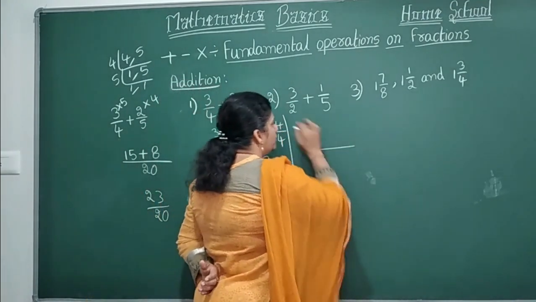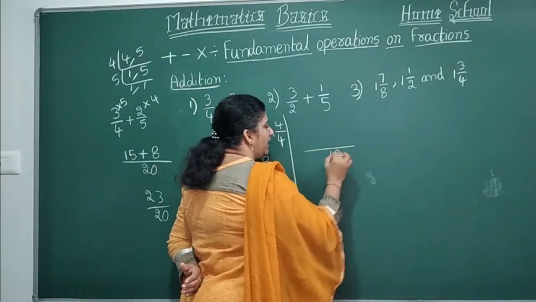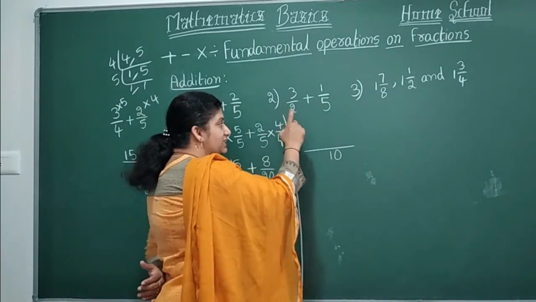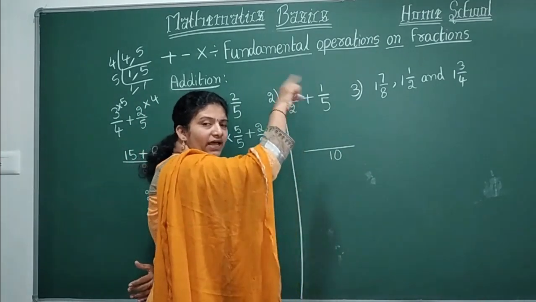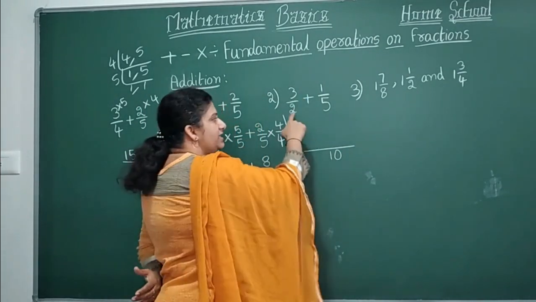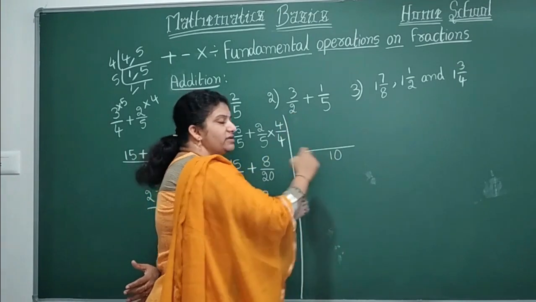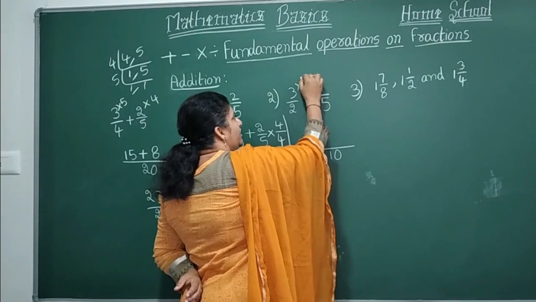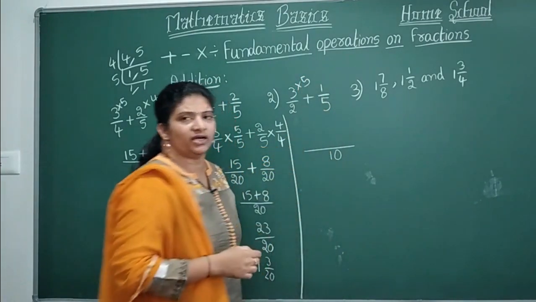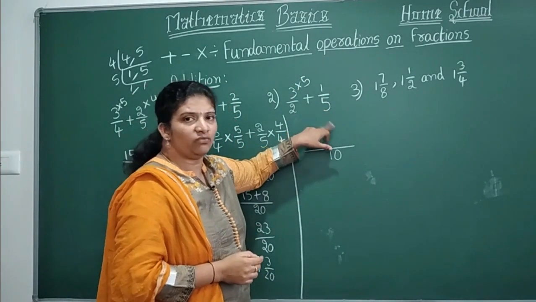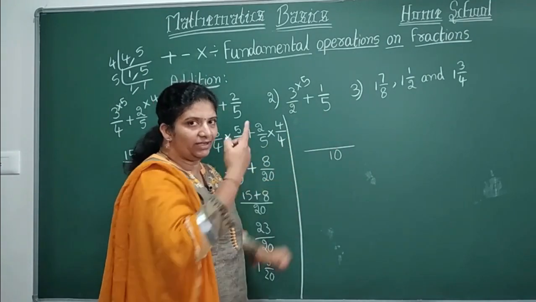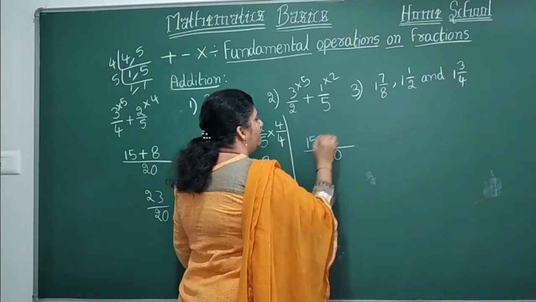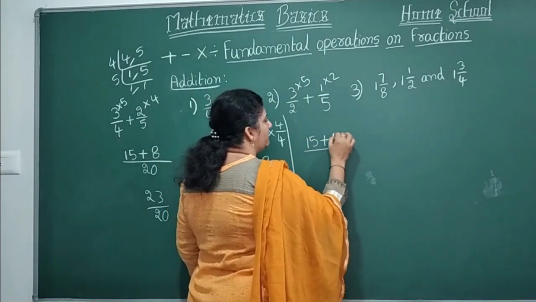Take a line. 2 fives are 10. Now in 2 table, observe carefully, seeing the denominator and multiplying to the numerator. See the denominator 2. 2 table where you get 10, 2 fives, right? That 5 multiply for the numerator. And here denominator, observe here 5. 5 table where you get 10, 5 twos are 10. That 2 multiply to the numerator. 3 fives are 15 plus 1 into 2 will be 2.